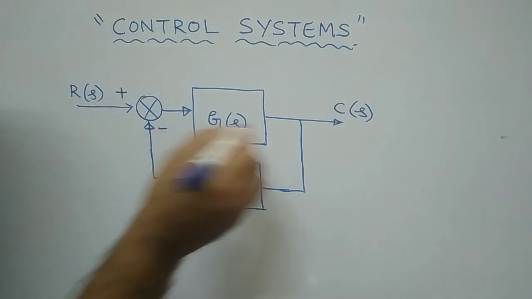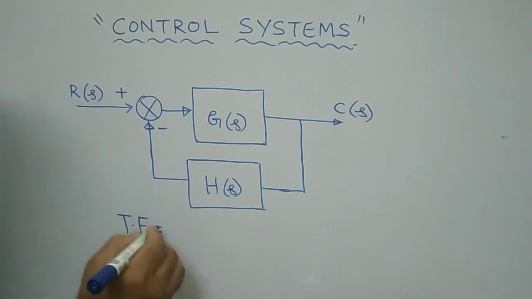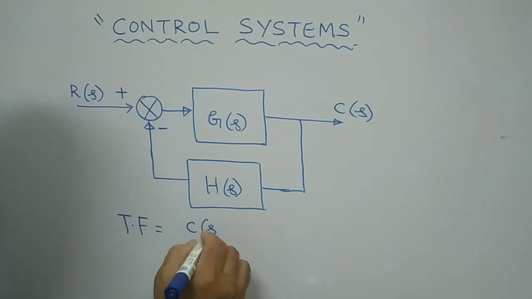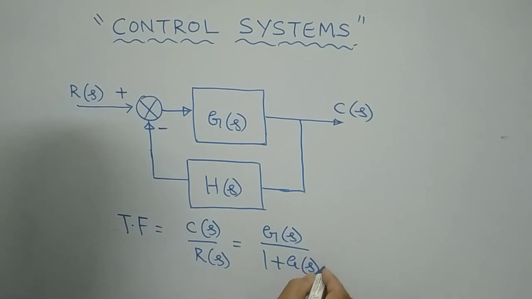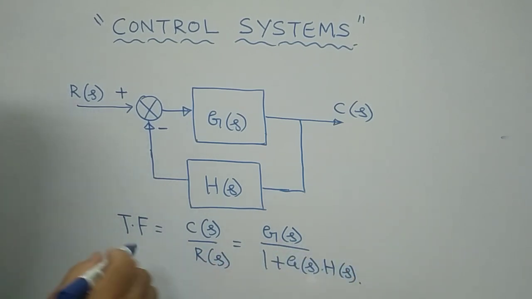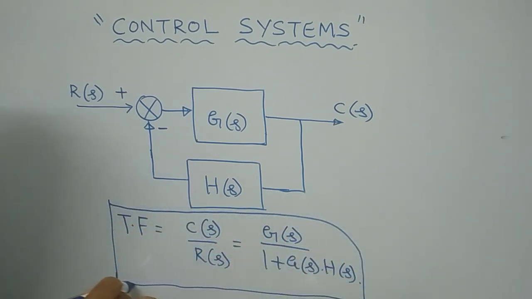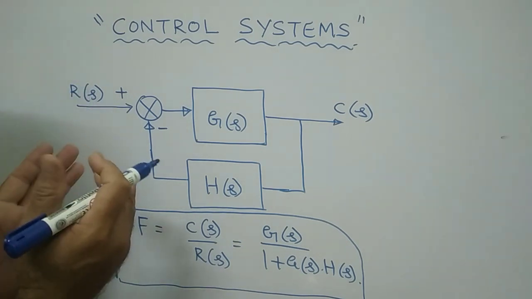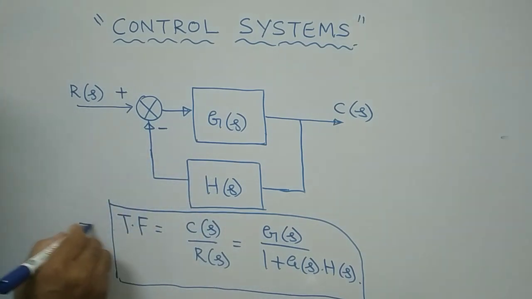Therefore, for this negative feedback, what is the transfer function? The transfer function is the ratio C of S by R of S, which is equal to G of S by 1 plus G of S into H of S. Remember this formula for a negative feedback control system. For any given problem, the transfer function will be given.